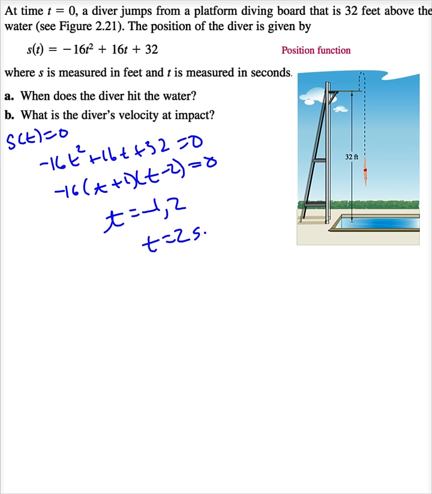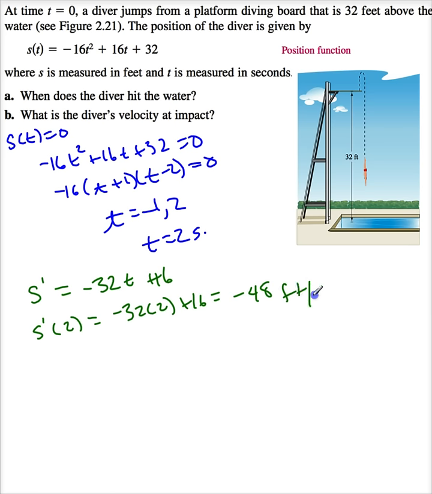B, what is his velocity at impact? What we're asking is at t equals 2, we need to find the velocity. So first thing we have to do is take the derivative of s. So s prime is negative 32t plus 16. And now we need to evaluate s prime at t equals 2. So this is negative 32 times 2 plus 16, or negative 48 feet per second. And it's good that it's negative because that means he is going down.